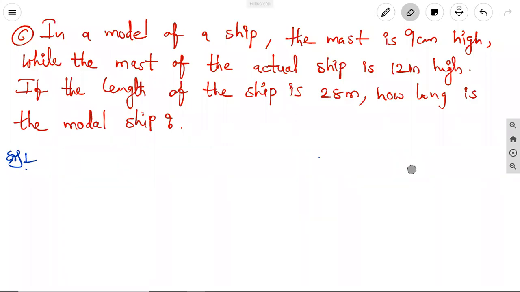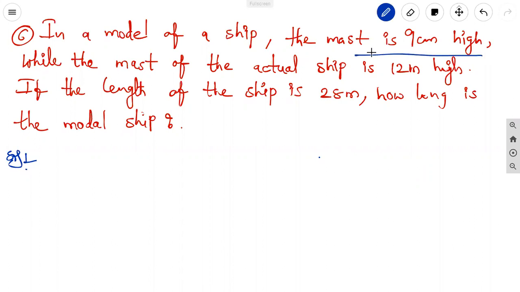The continuation of exercise 13.1. The related problems are on direct and inverse proportions, the direct proportions only. The sixth question is: in a model of a ship, the mast is 9 centimeter high, while the mast of the actual ship is 12 meter high. If the length of the actual ship is 28 meter, how long is the model ship? In a model of a ship, we are discussing.